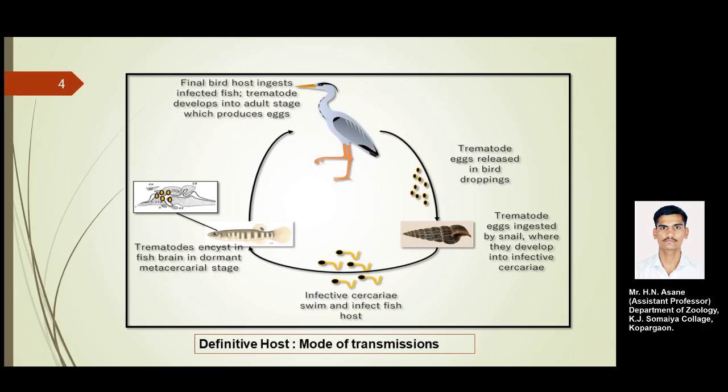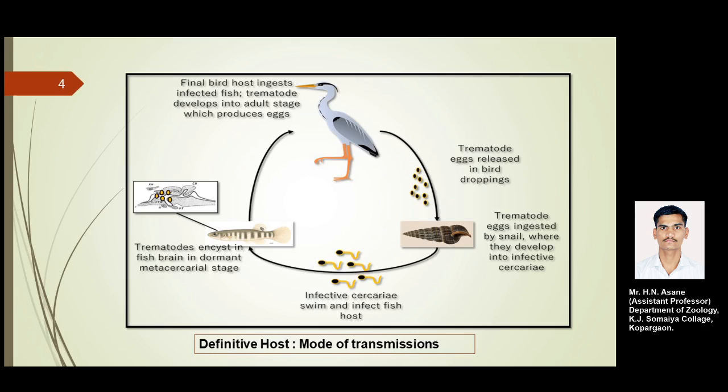But when some birds, like fish-eating birds, eat that fish, the bird will be the final host for this cercarian larva. After the bird eats the infected fish, the trematode develops into the adult stage in that bird, and the fecal material, that is the trematode eggs, is released in the bird droppings. That dropping is released into the water body, and again comes in touch with the snails, and this life cycle goes on continuously.